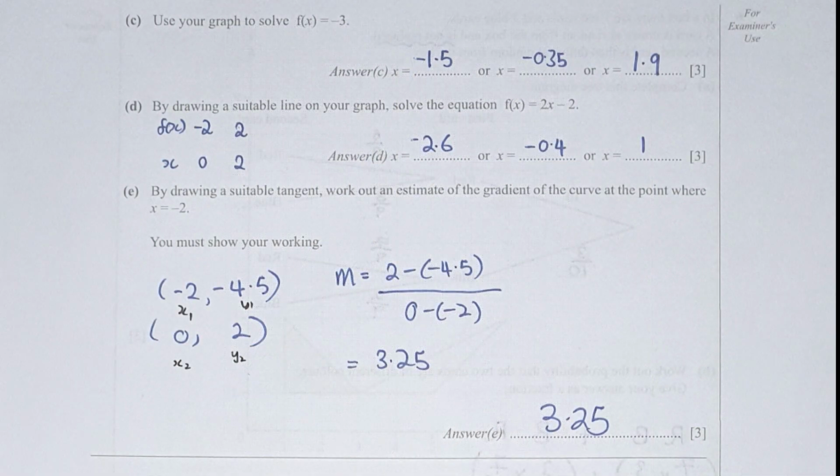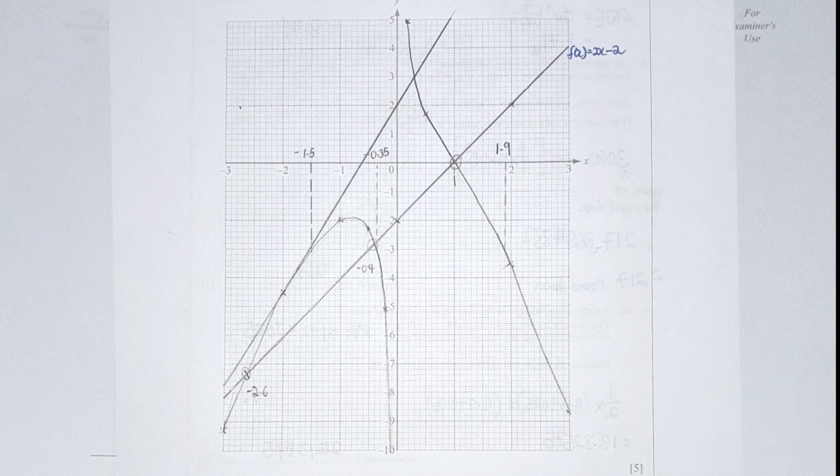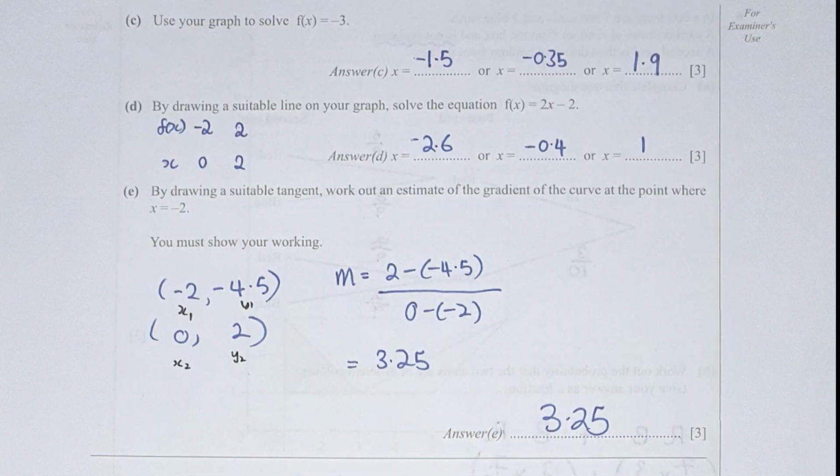So use your graph to solve when f(x) equals negative 3. When it is negative 3, there are actually 3 intersections. The values are negative 1.5, negative 0.35 and 1.9 based on my graph. So your answer may be slightly different from mine. However, there's nothing to worry about, as from the marking scheme itself, there's an acceptable range for the answer to be written down. As long as your answer falls between the range, you shouldn't have any issue getting the marks.